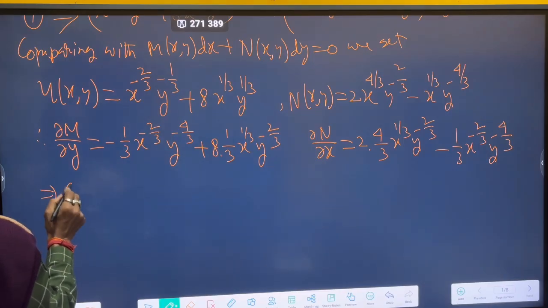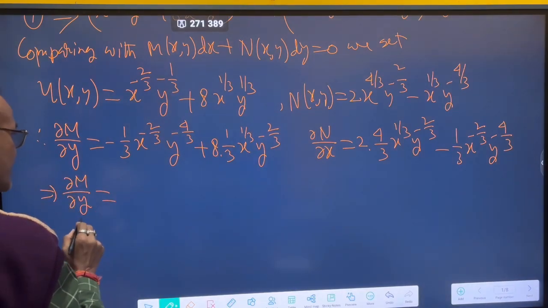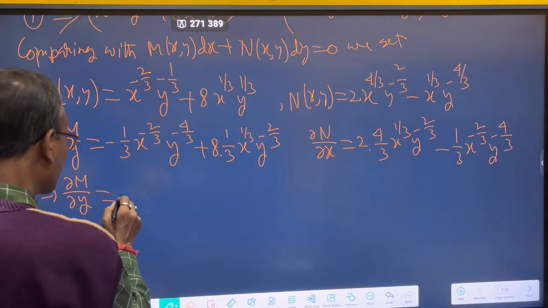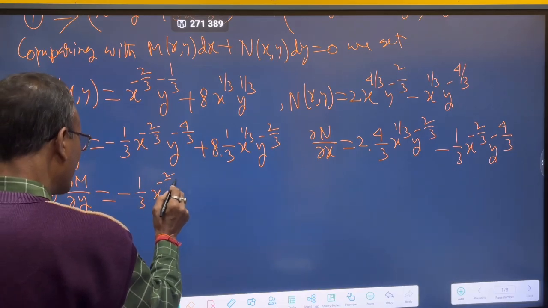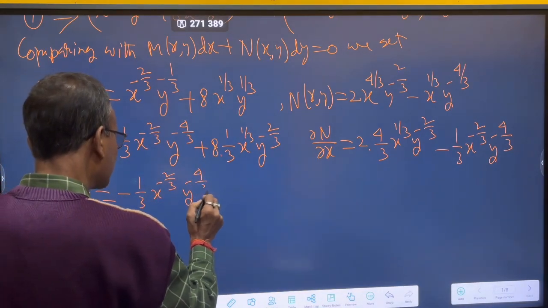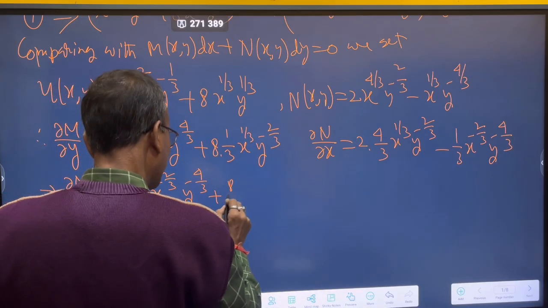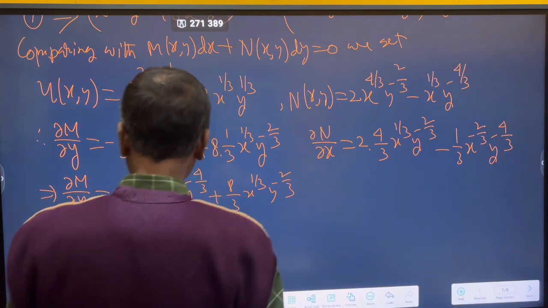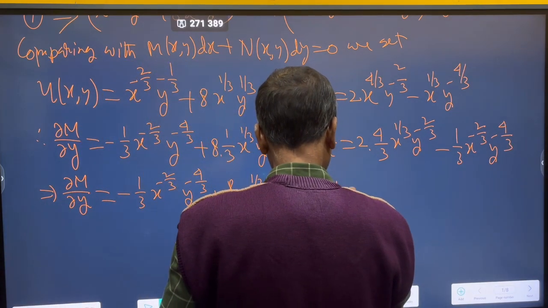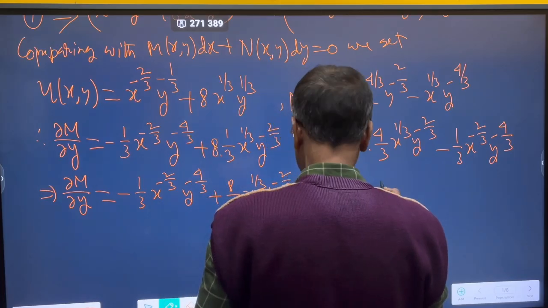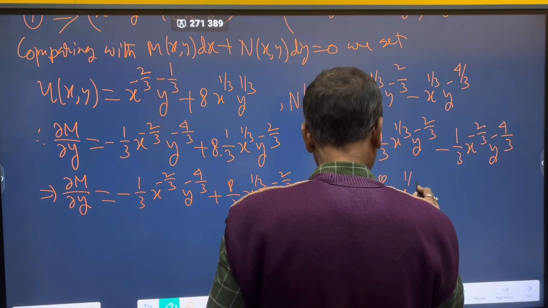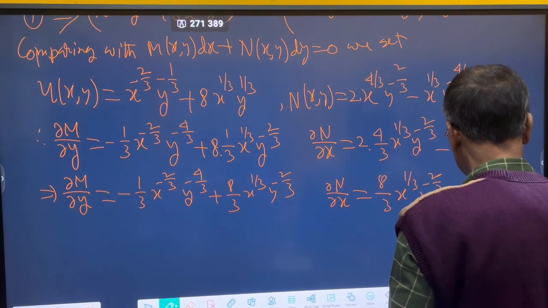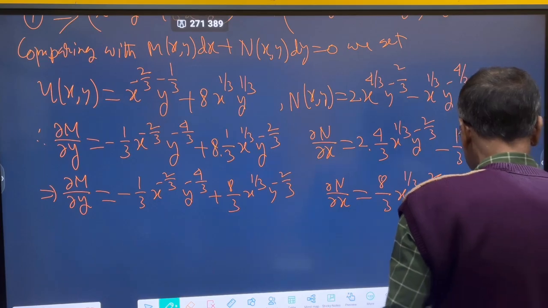This means del M by del y equal to minus 1 by 3 x to the power minus 2 by 3 y to the power minus 4 by 3 plus 8 by 3 x to the power 1 by 3 y to the power minus 2 by 3, and del N by del x is equal to 8 by 3 x to the power 1 by 3 y to the power minus 2 by 3 minus 1 by 3 x to the power minus 2 by 3 y to the power minus 4 by 3.